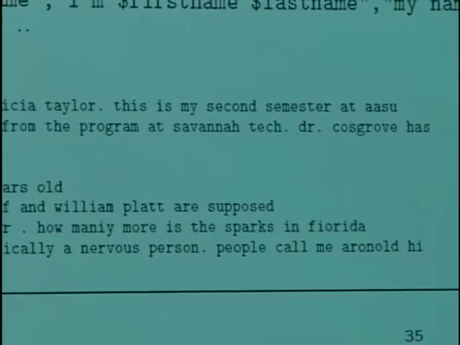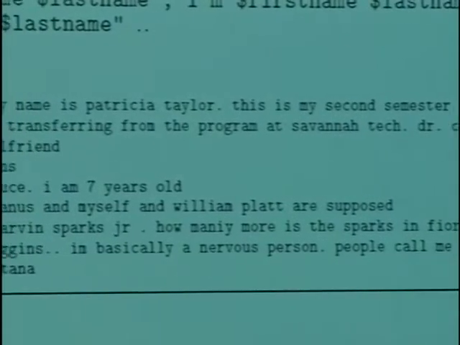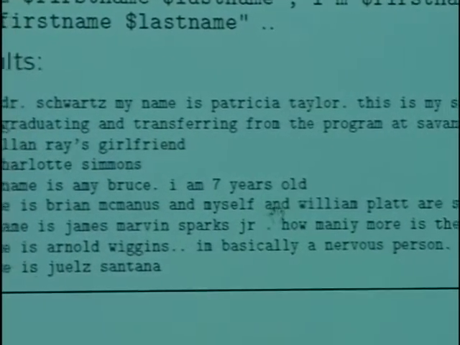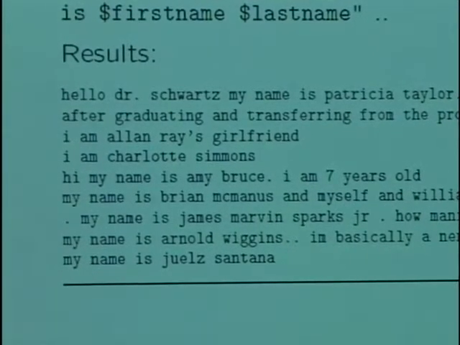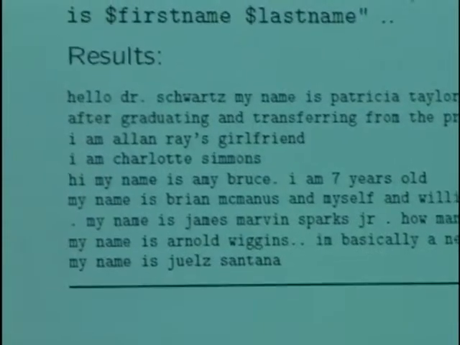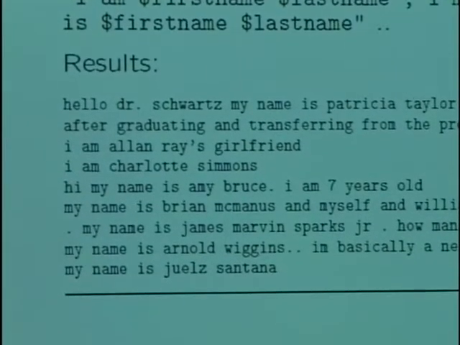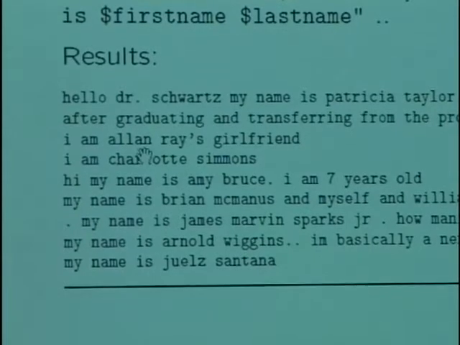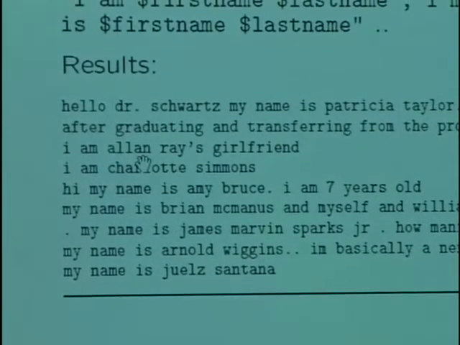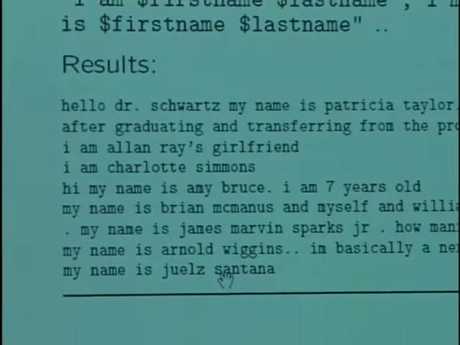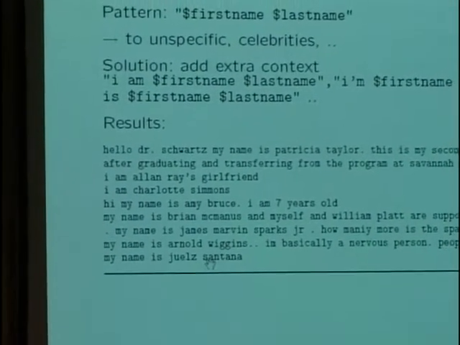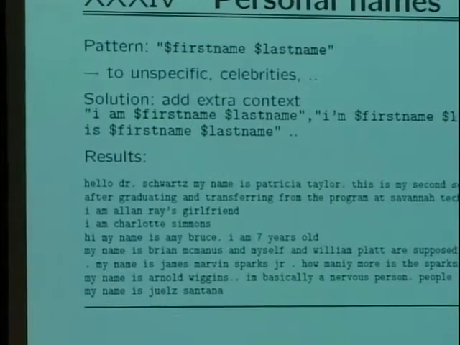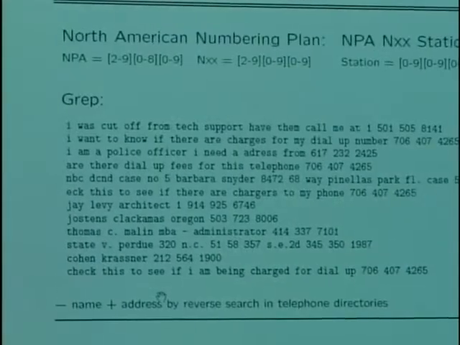So you find some true positives with, for example, this one: "Hi, my name is Amy Bruce, I'm 7 years old." Or this one: "My name is James Marvin Sparks Jr., how many more of the Sparks are in Florida?" There are also some false positives. I think Alan Ray is a famous basketball player, and Joel Santana is also some kind of celebrity. But this is a good approach for identifying users.